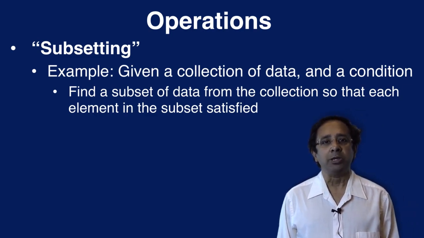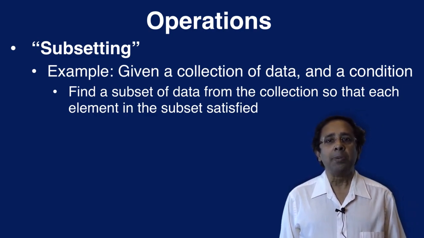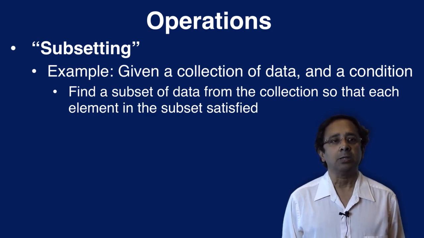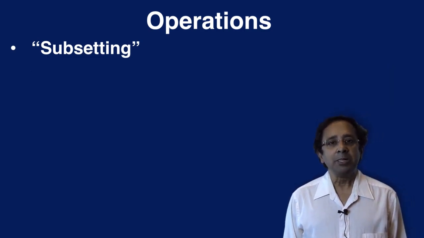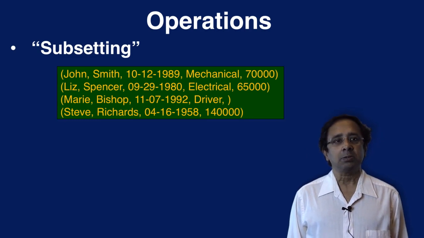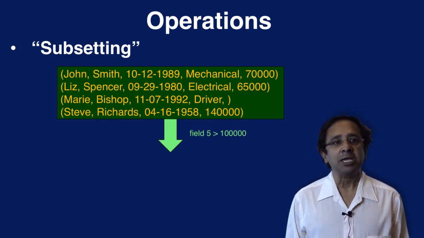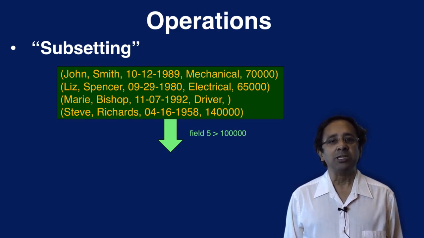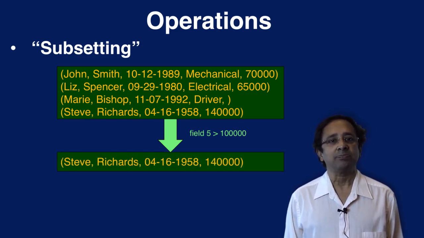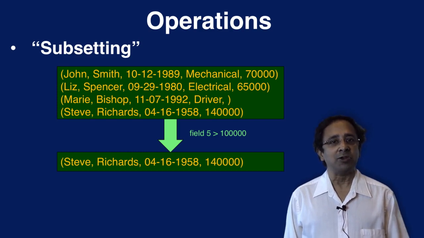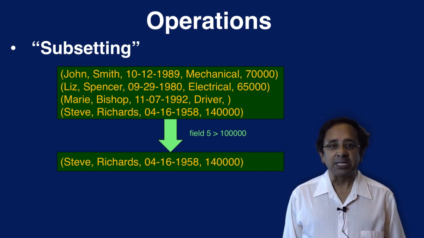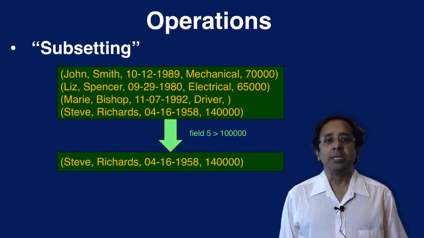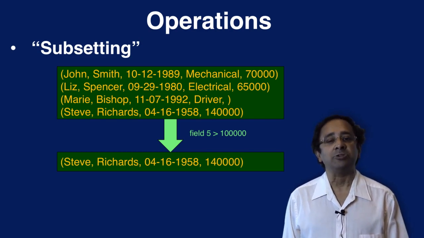One common operation is to extract a part of a collection based on a condition. In the example here, we have a set of records, and we are looking for a subset that satisfies the condition that the fifth field has a value greater than 100,000. Now, only one record satisfies this requirement. Note that we called this operation subsetting rather loosely. Depending on the context, it's also called selection or filtering.